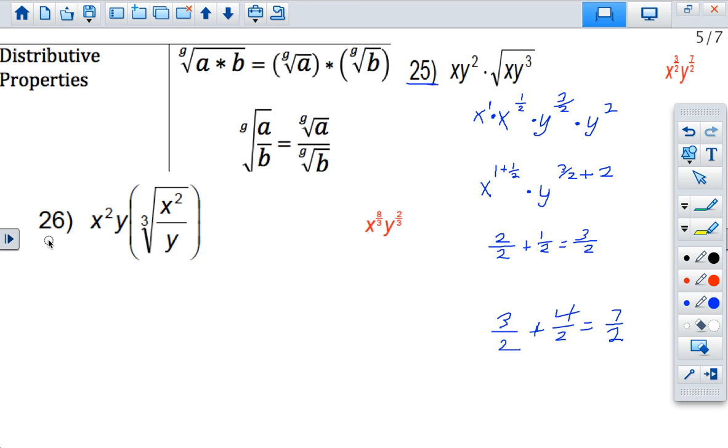Let's look at number 26. This time we have a fraction here.